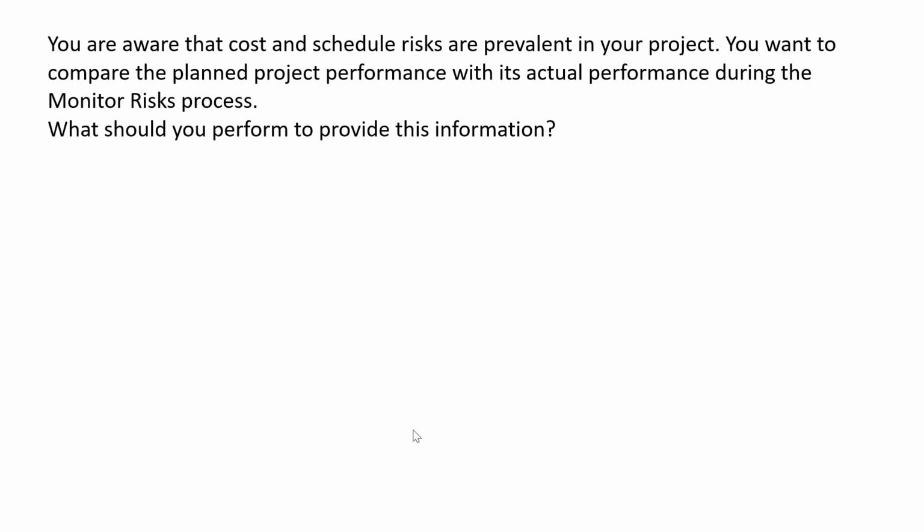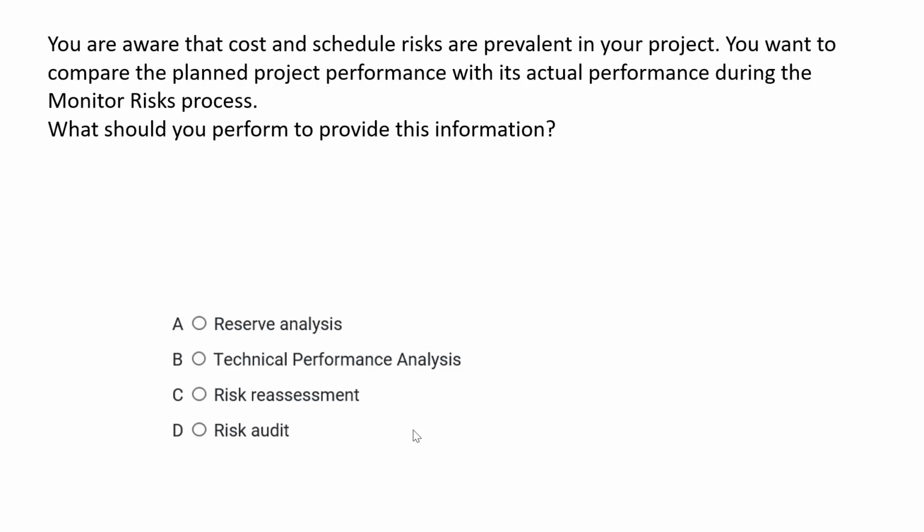Next question. You are aware that cost and schedule risk are prevalent in your project. You want to compare the planned project performance with its actual performance during the monitor risks process. What should you perform to provide this information? The options are reserve analysis, technical performance analysis, risk reassessment, and risk audit. It's all about cost and schedule, and the answer is technical performance analysis.